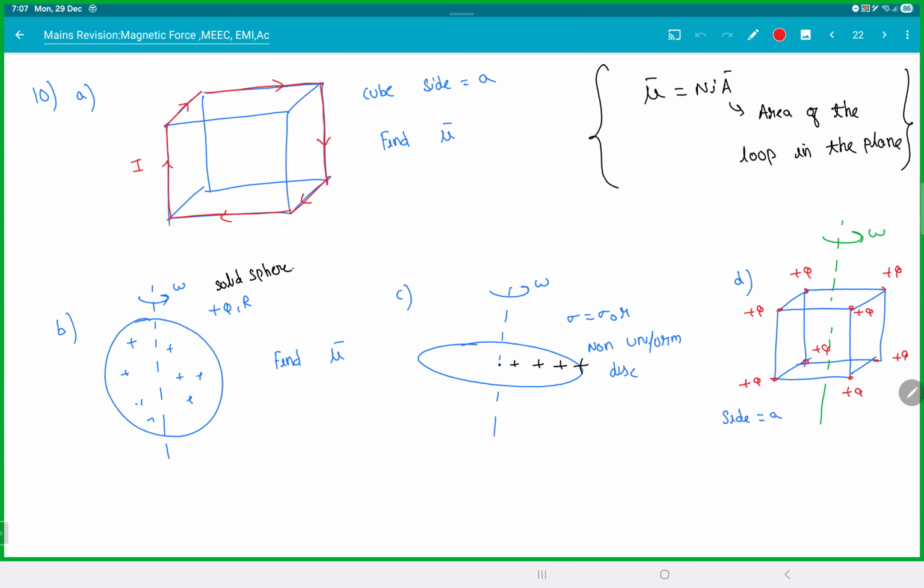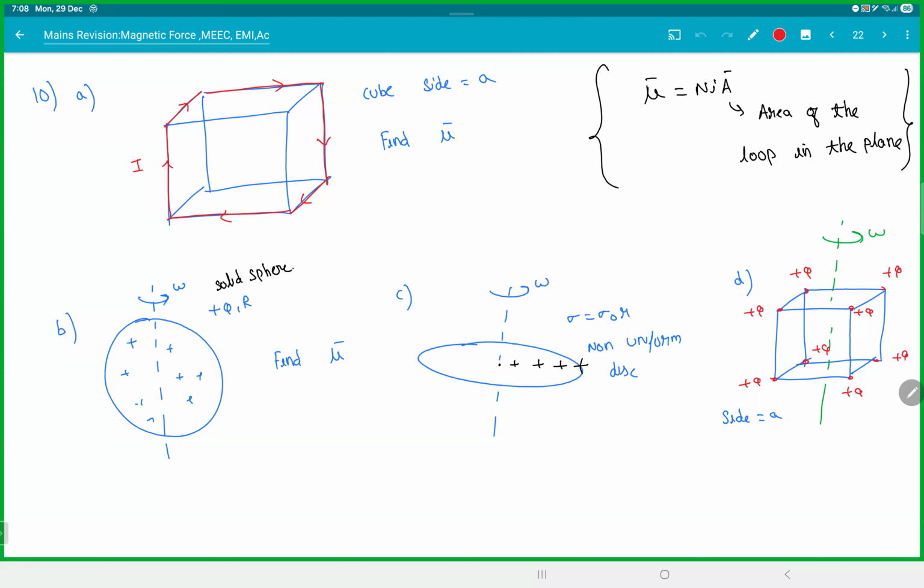Let's get these things. We have a cube there. See how the current is going. The red line is the current flow. Find the magnetic moment of the cube. Solid sphere rotating with omega. Non-uniform disk rotating with omega. We have a cube with 8 charges on the vertices. Find the magnetic moment for all of them. Find mu for all 4 of them. In case of bar magnets, this mu we call it m. In bar magnets, it will become capital M. The formulas and all will be kind of the same, but let's get these 4.